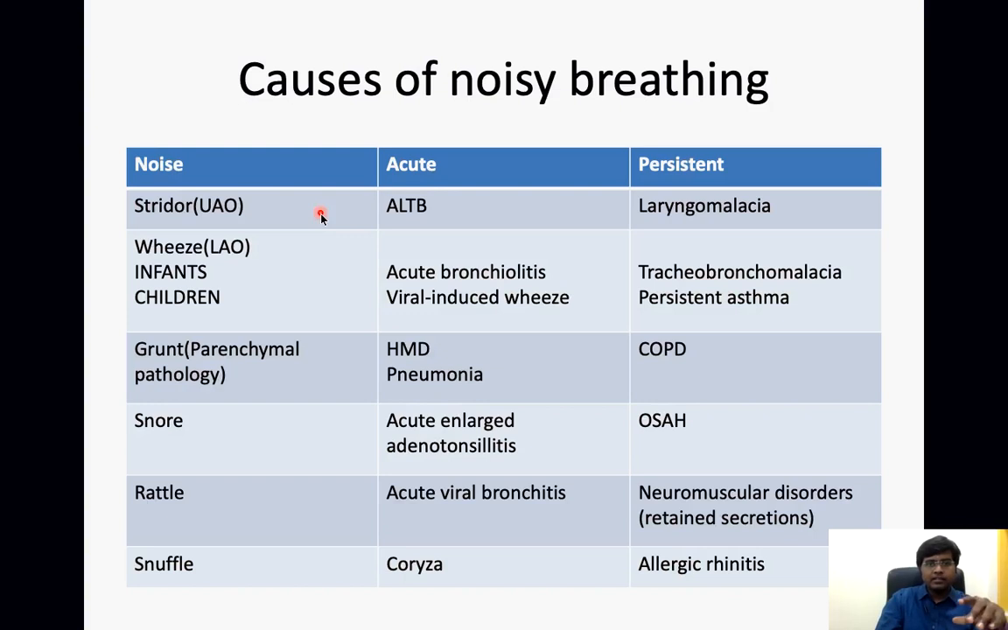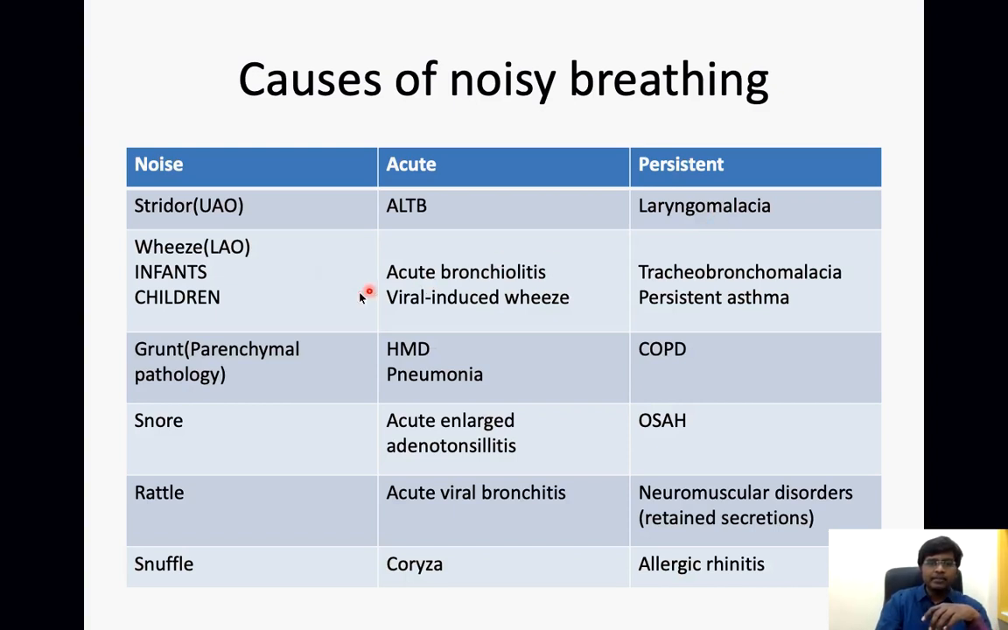And this is again the example. For example, whenever the stridor is present, you think of your ALTB. I've already told group. ALTB is acute laryngotracheal bronchitis or croup. And when it is persistently present, you think of your laryngomalacia or upper airway floppiness. The larynx might be very floppy in these children.